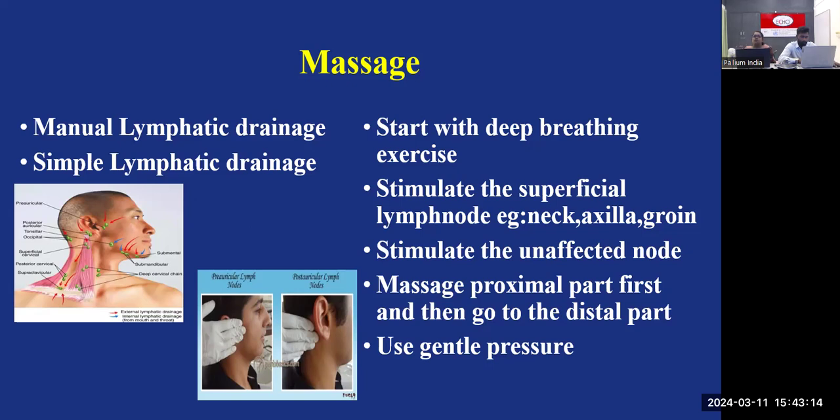massage the proximal part, then go to the distal part. So our aim is to make a good pathway for moving the fluid from the congested area to the non-congested area. Clear? That's why we encourage the patient to do a deep breathing exercise, then stimulate the superficial lymph nodes, then stimulate the opposite side lymph nodes, and then massage the proximal area. Once the proximal area is clear, then go to the distal part. Always use gentle pressure. So this is about manual lymphatic drainage, which is done by a trained professional.